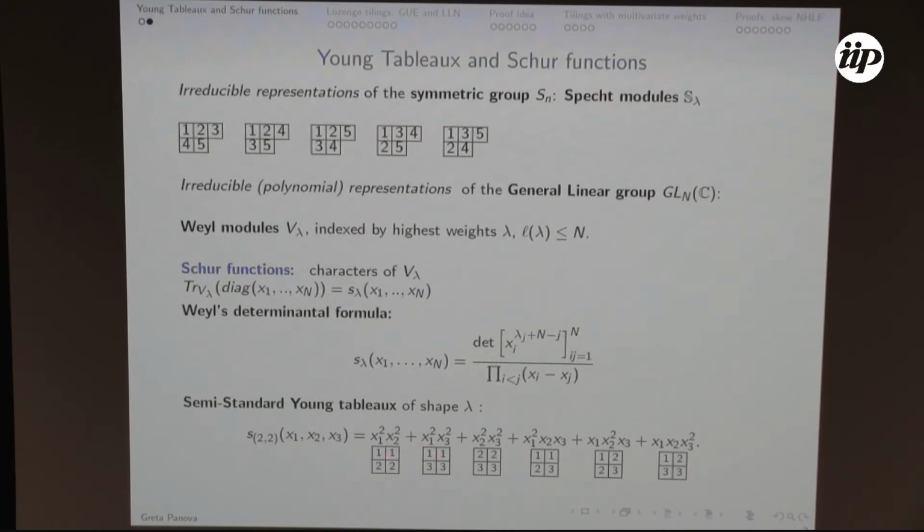And for each tableau, we assign the corresponding monomial in the sense that for every number i, we assign x_i to the number of times that this value appears in the Young tableau. And it turns out that this is equal to this, which is already somehow non-trivial and not obvious to see.